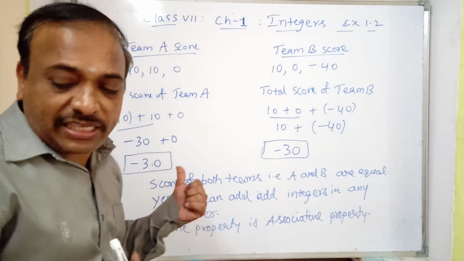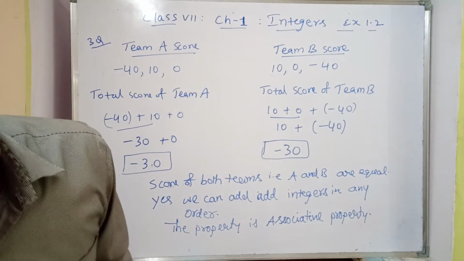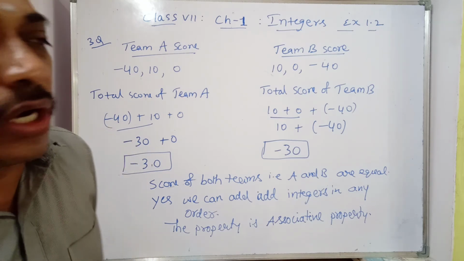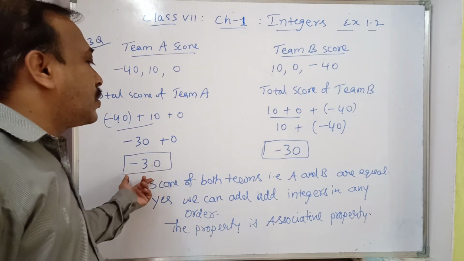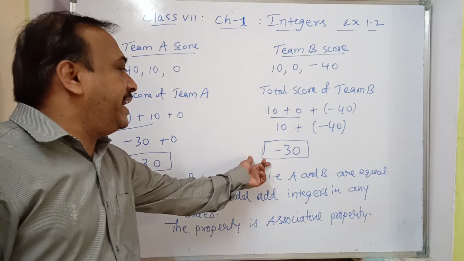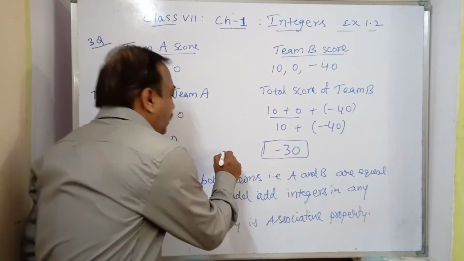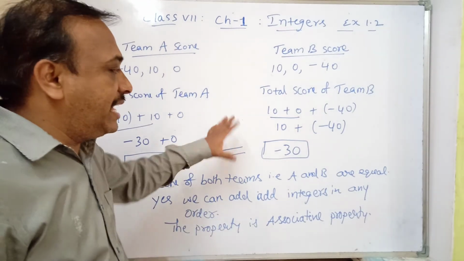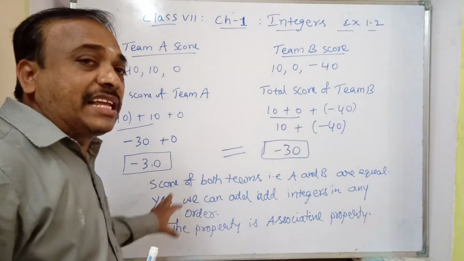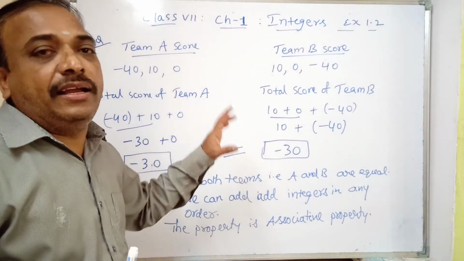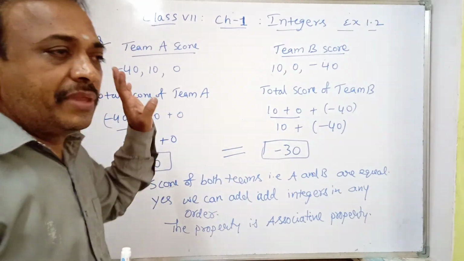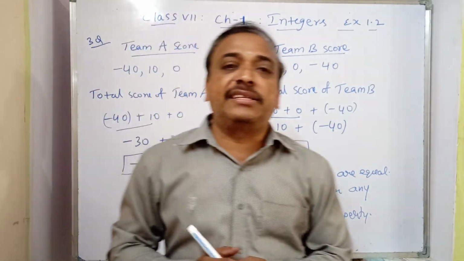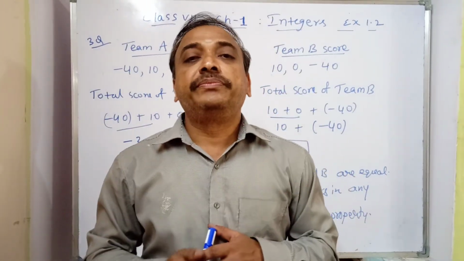Is it clear, students? So for team A and team B, the scores are minus 40, 10, 0 and 10, 0, minus 40. The total score of team A and the total score of team B are both equal. So integers can be added in any order. Is it clear? Right. I hope it is clear to you about this exercise 1.2. Thank you.